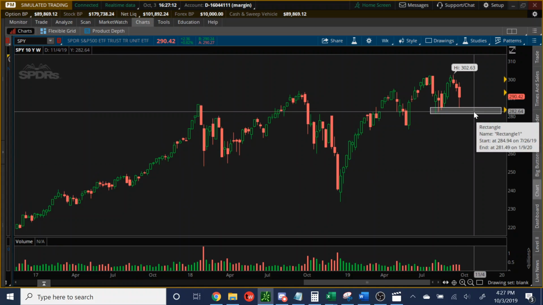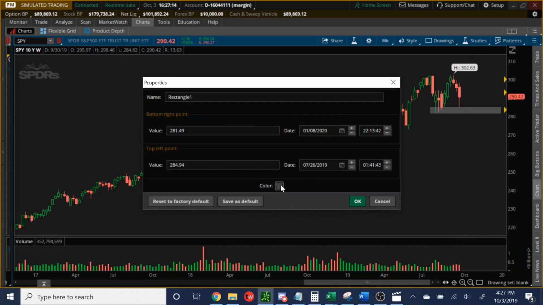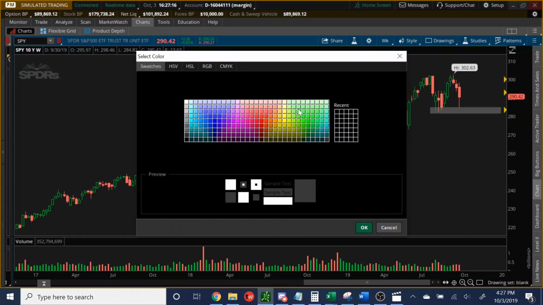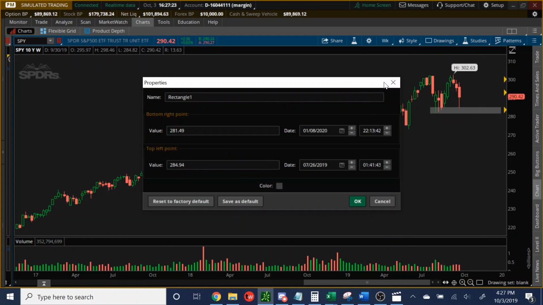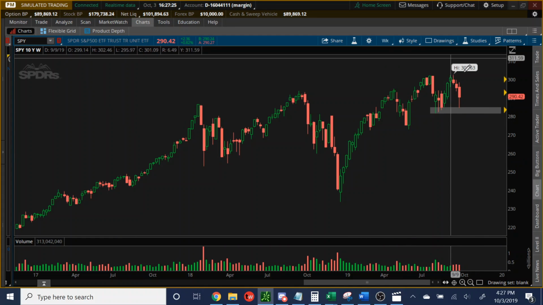And if you're wondering how these are see-through, go to Edit, go to More, and you can actually change the transparency here, so you can see the candles very easily. So that's how I do that.